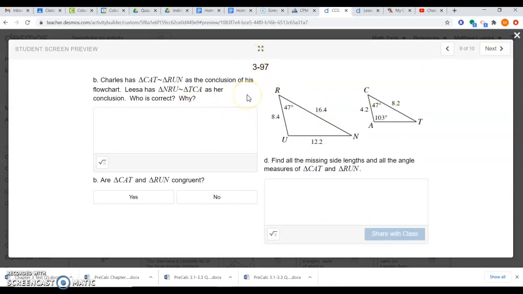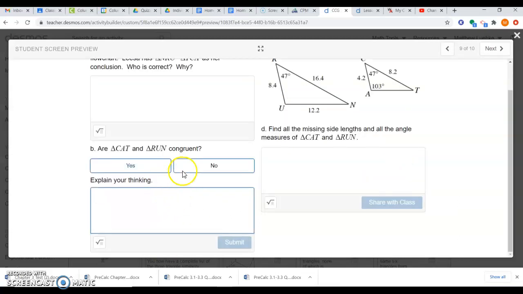They're drawing this conclusion as the conclusion of his flowchart, we're taking a closer look at the similarity statement. Who has the correct similarity statement here? And then they're going to ask, are they congruent? Yes or no? And then we're going to have to explain. So if you say, yes, they are congruent, you have to explain. If you say, no, they're not congruent, you have to explain.